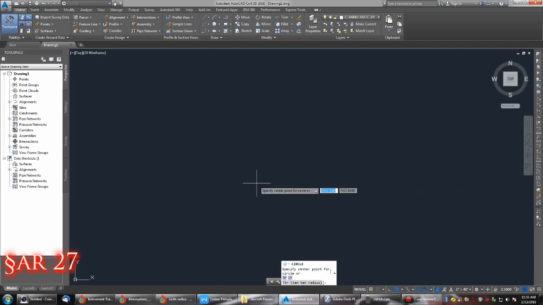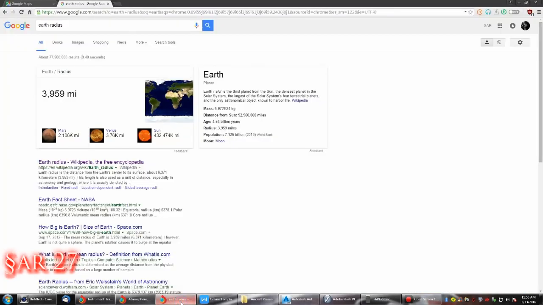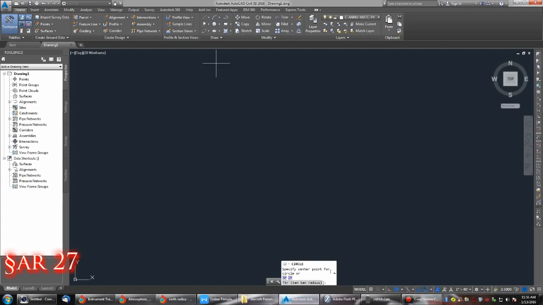Now, let's go over here and back to the Earth radius, verifying that with Google and NASA information that it is 3,959 miles. So let's go over here and make an Earth with the radius 3959. Zoom out because the thing is pretty huge. There we go. Took a while.